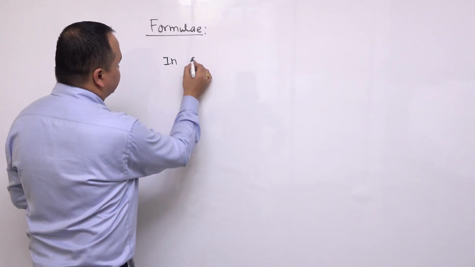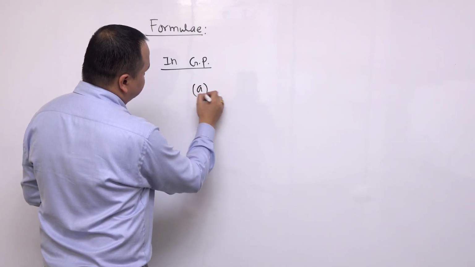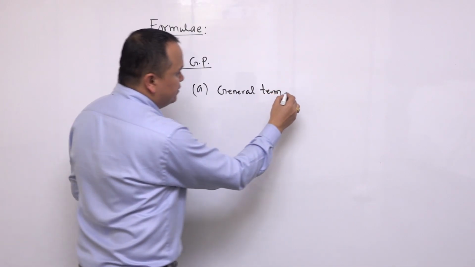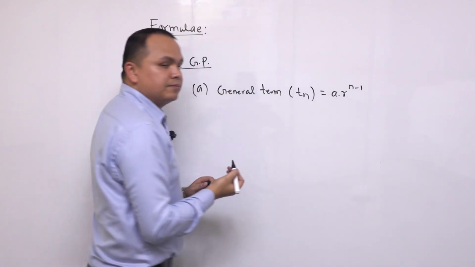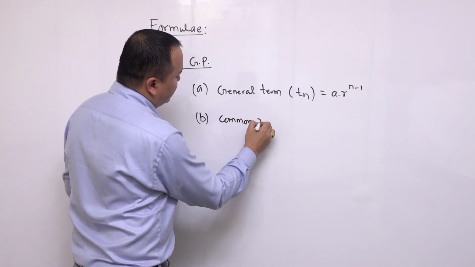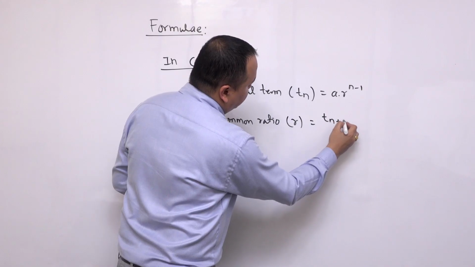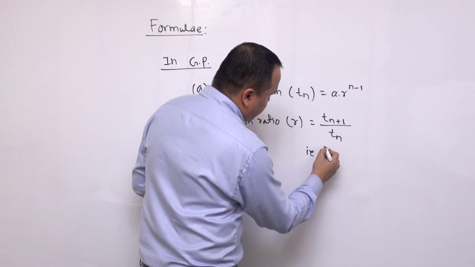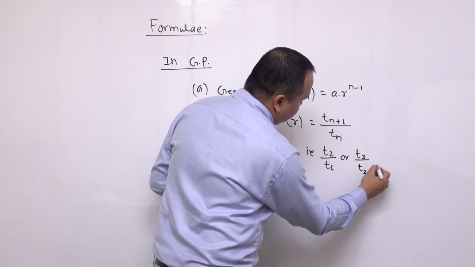In GP, geometric progression, or GS, geometric sequence, A, general term Tn, which is equal to a into r to the power n minus 1. B, common ratio r, which is Tn plus 1 divided by Tn, that is T2 by T1 or T3 by T2 and so on.